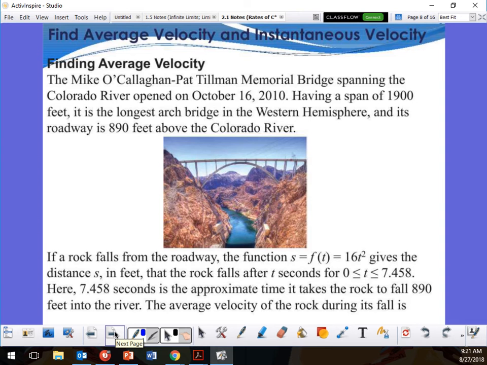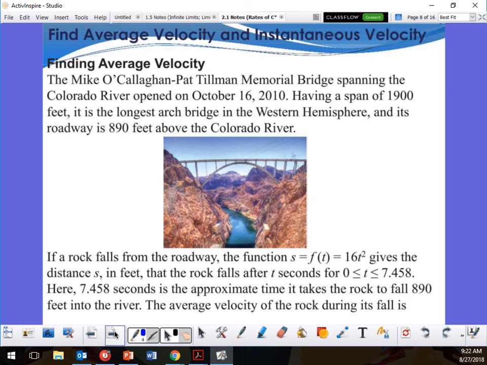All right. Average velocity. Okay, if a rock falls, and so on. Where are we at? Mike O'Callahan, Pat Tillman Memorial Bridge, spanning the Colorado River. That's a mouthful. Opened October 16, 2010, having a span of 1,900 feet. It's the largest arch bridge in the Western Hemisphere, and its roadway is 890 feet above the Colorado River.